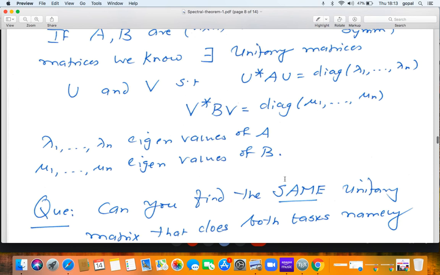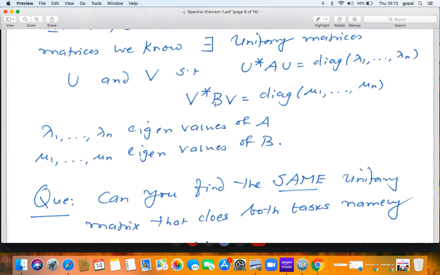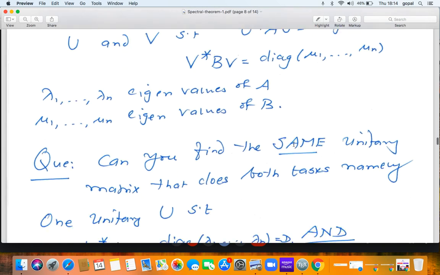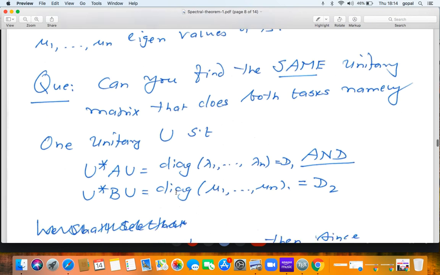The question we are interested in is, can you choose the same U and V? In other words, can you find a common unitary matrix which will simultaneously diagonalize A and B? I want the same unitary matrix U such that U star AU and simultaneously U star BU are diagonal, diag lambda 1, lambda 2, ..., lambda n, and diag mu 1, mu 2, ..., mu n. When can I do this?